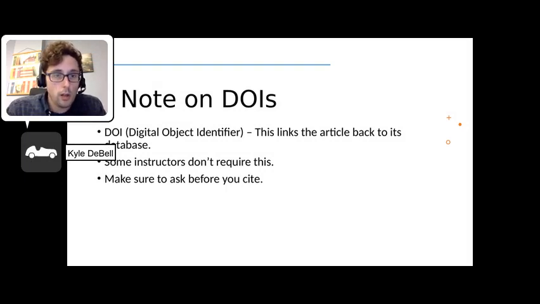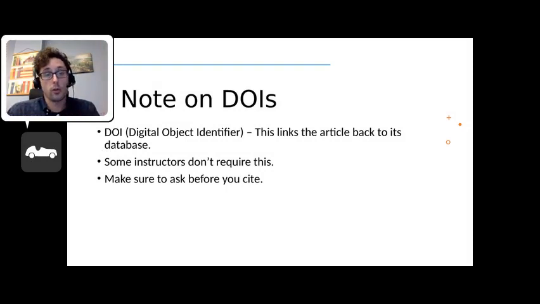Okay, so a note on DOIs. DOIs, or digital object identifiers, essentially link your journal article back to its database. The reason I wanted to bring this up, and the reason I didn't actually include it in one of my journal article examples, was because some professors don't require it. So when you are starting on an assignment, just make sure you ask first. But some professors do, so I wanted to make you aware. Best practice is probably to include the DOI, but again, always check with your professor first, and plan accordingly. So that is all there is on DOIs.